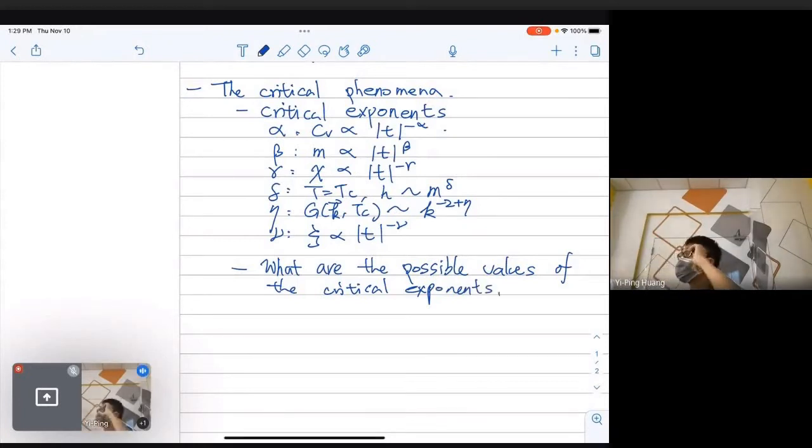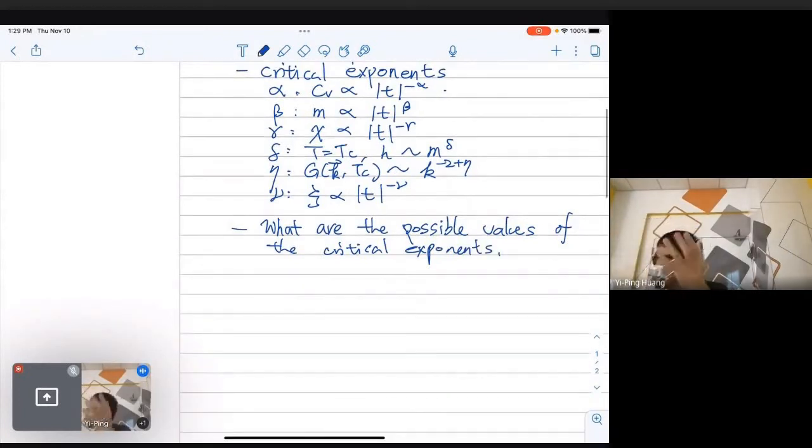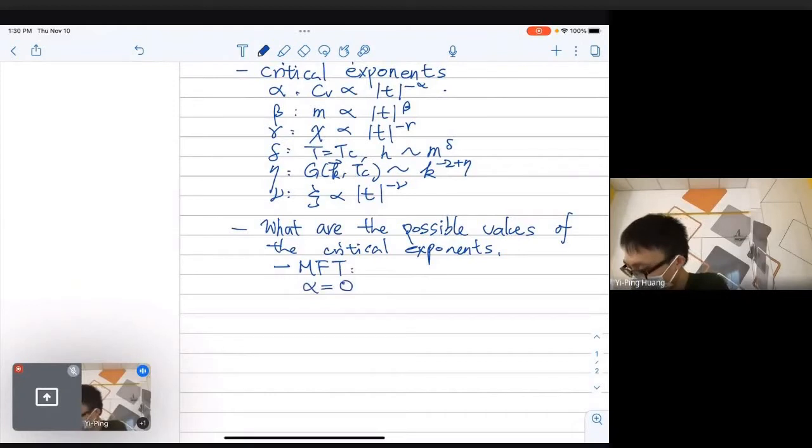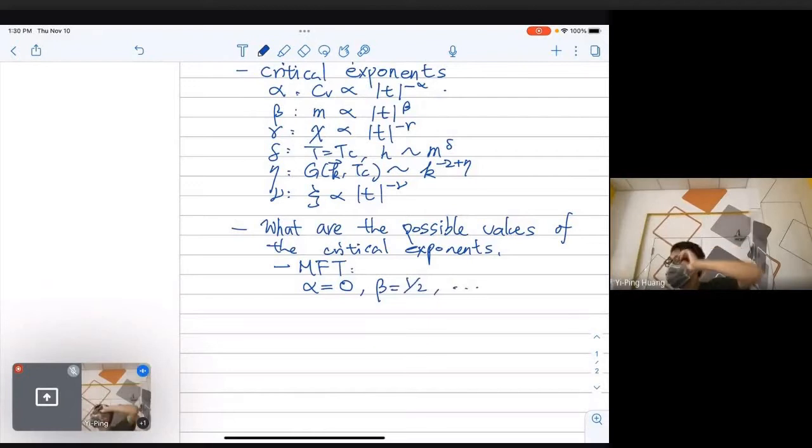In our homework, we also did some calculation about a simple model where we are able to check the results analytically, and we found basically the mean field theory results. We have a set of critical exponents. For example, we found alpha equal to 0 and beta equal to 1/2, etc. And there are tons of them. So this is one possibility for the critical exponents.